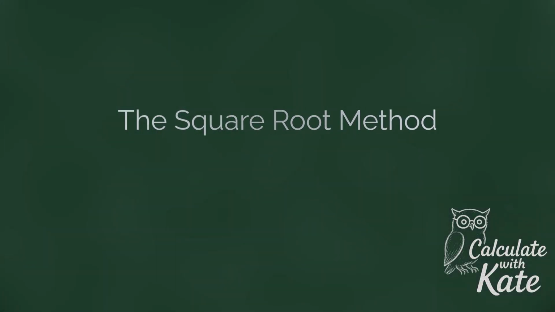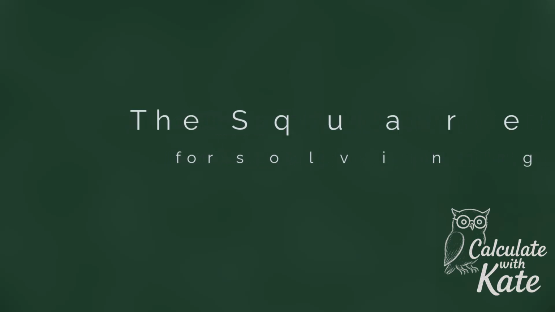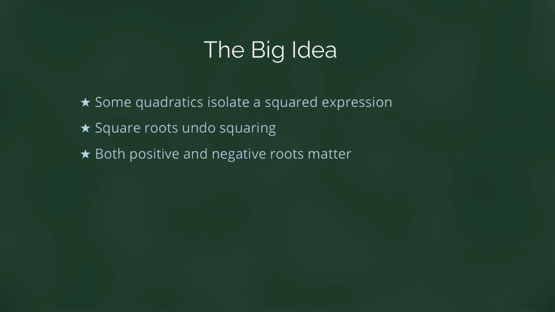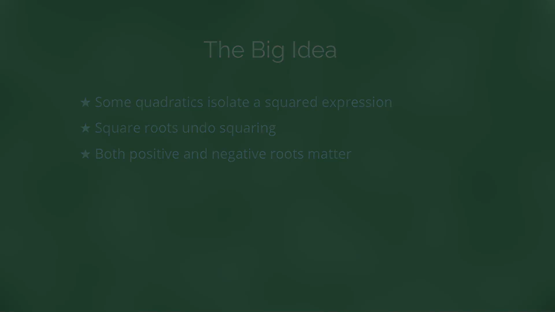In this video, we're going to take a look at another technique for solving quadratic equations, the square root method. The square root method is going to give us a way to solve quadratics that don't factor, but for which we can isolate a squared expression. We'll see that square roots can undo that squaring, but we're going to have to remember that both the positive and the negative square roots are going to matter.